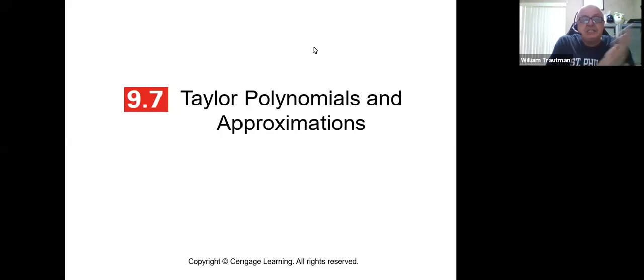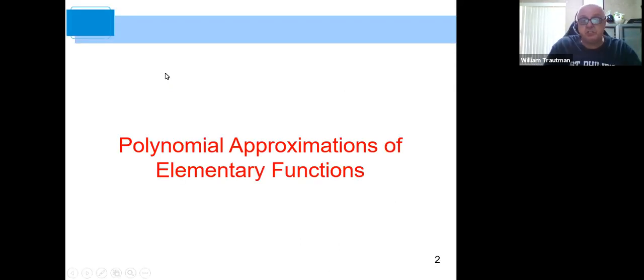All right, everybody, this is section 9.7, Taylor polynomials. And there's also the Maclaurin polynomial, and it's the same thing as a Taylor polynomial except C equals 0. And this slide says approximations, but we are not doing approximations.